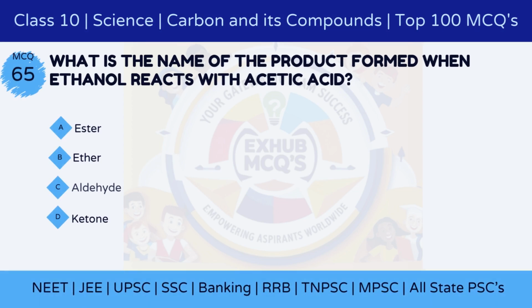What is the name of the product formed when ethanol reacts with acetic acid? Option A, ester. Option B, ether. Option C, aldehyde. Option D, ketone.